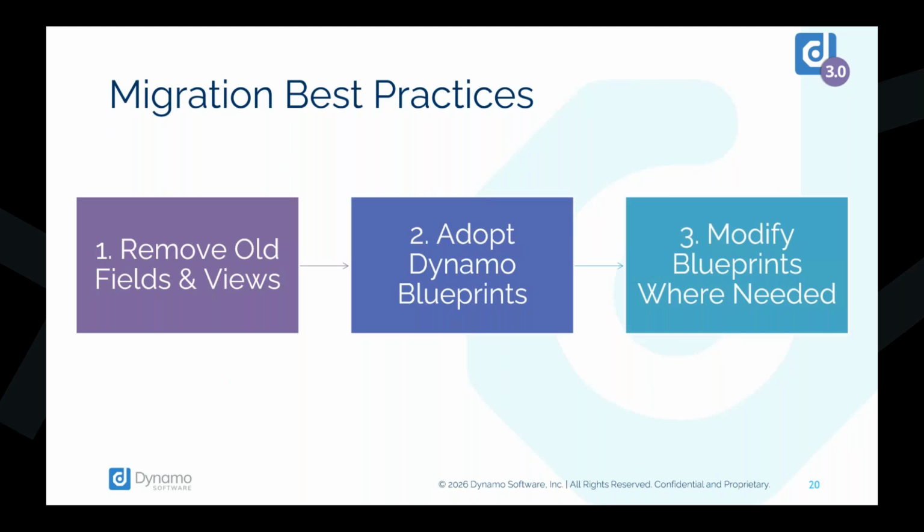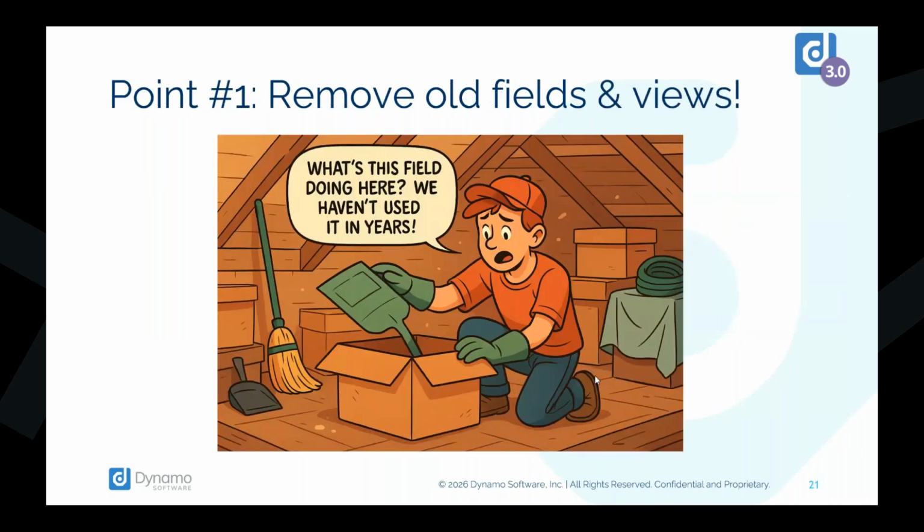So key best practices: get rid of your old fields and views that you no longer need. Adopt the Dynamo blueprints and modify those where needed. So start with those blueprints as a base and then make tweaks based on those rather than designing from scratch. In terms of removing the old fields and views, I think the example we always use is when you're moving to a new house, you have those boxes you've never unpacked for years, right? Did you add fields in Dynamo when you first implemented that no one's using anymore? Let's go ahead and get rid of them. Was there a view that you saved that isn't really relevant anymore? Let's go ahead and get rid of it. We do have a tool that will bring over all of your views, but we don't want to go ahead and create clutter in 3.0 if we can avoid it.